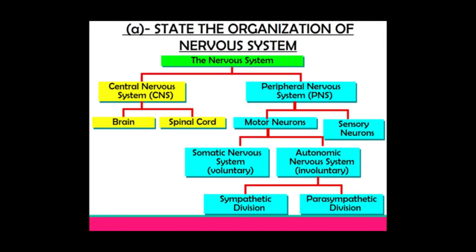The nervous system of a mammal comprises the central nervous system, or CNS, consisting of the brain and the spinal cord, and the peripheral nervous system, or PNS, consisting of the cranial nerves from the brain, the spinal nerves from the spinal cord, and the sense organs.